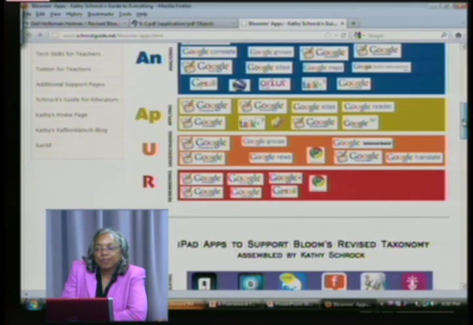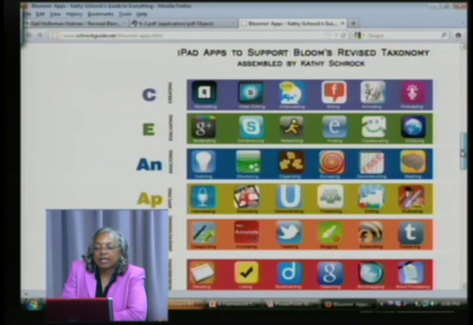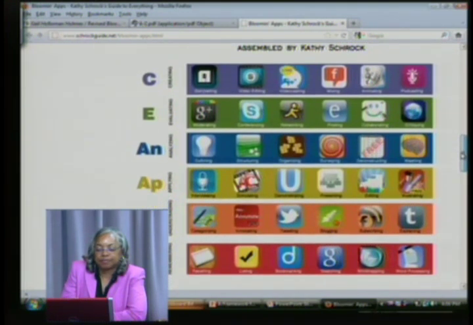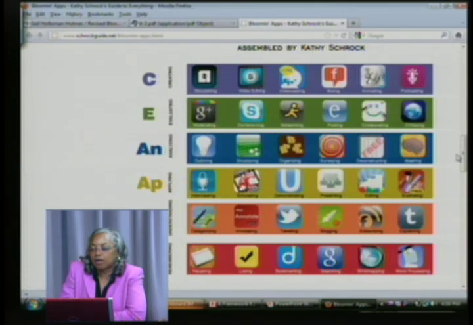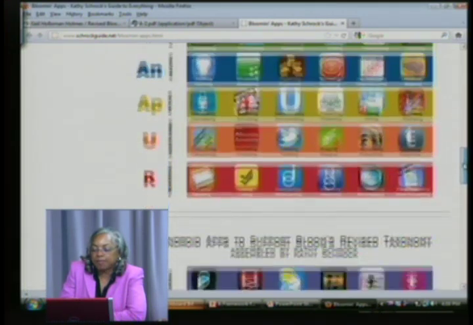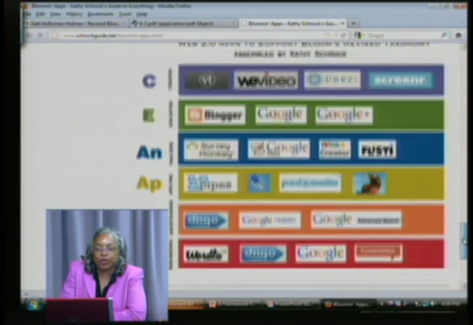She's also taken the cognitive level and aligned it to apps. So if you're looking for a good app that will list things, List is perfect. If you're looking for something to understand, then Categorizing is a very good app. She's done this both for the iPhone as well as the Android. Okay. Now this is Kathy Schrock's work.